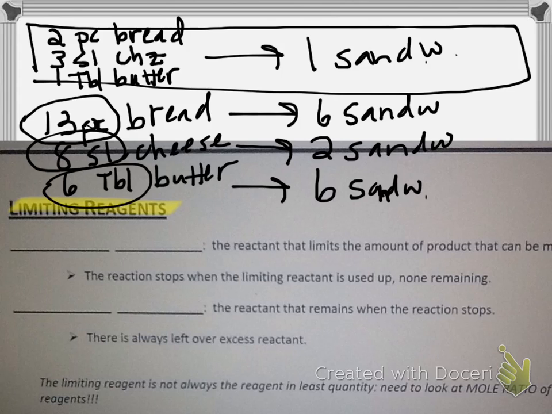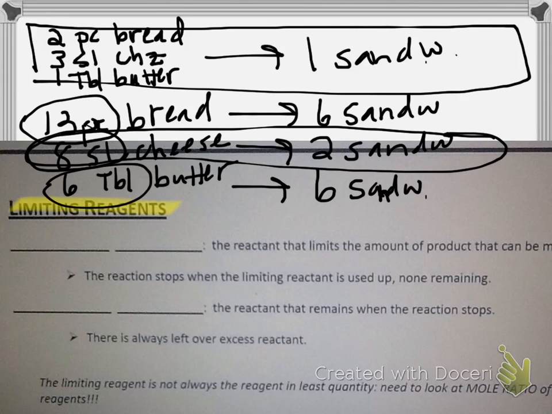The maximum number of sandwiches you could make would be 2, because you're limited on the amount of cheese you have. And if you made 2 sandwiches, you would have excess bread, you'd have excess butter, but you can only make 2 sandwiches because you only have 8 slices of cheese. All right, this is an example of a limiting reagent problem, and it's a little simplified, I know, but basically this is what we're talking about.